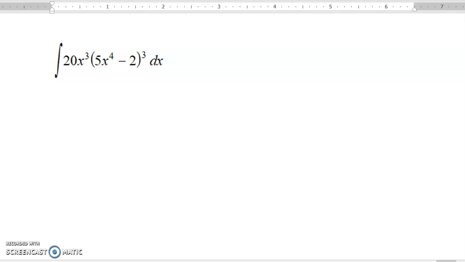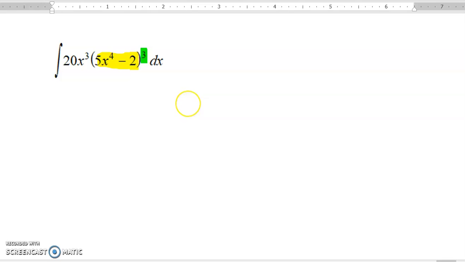What I mean by that is that you have a function inside of a function, which we've seen before when we looked at the chain rule. You would take the derivative of the outermost function, which would be something to the power of 3, then multiply it times the derivative of the inside. But now we have to go backwards, taking the antiderivative of this.